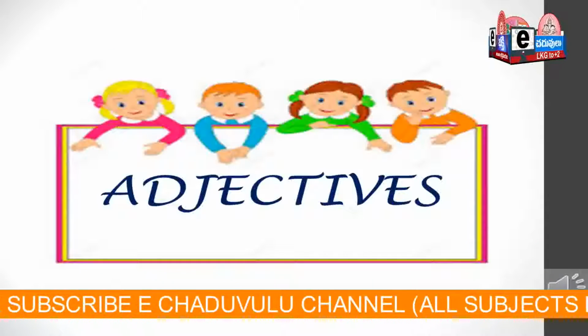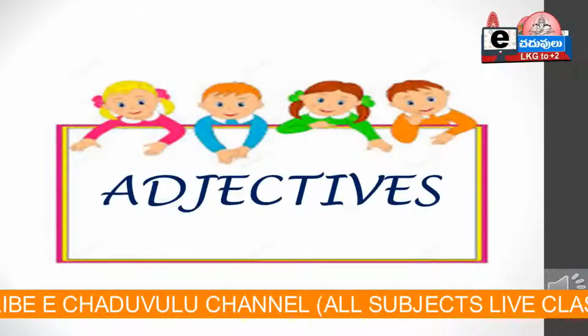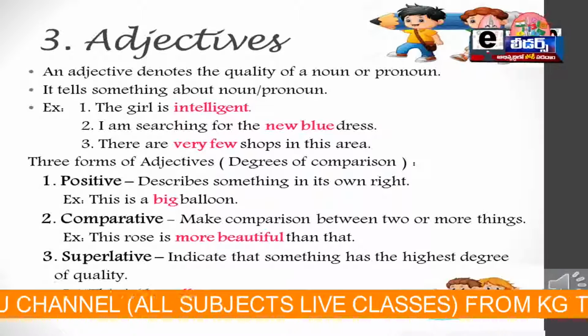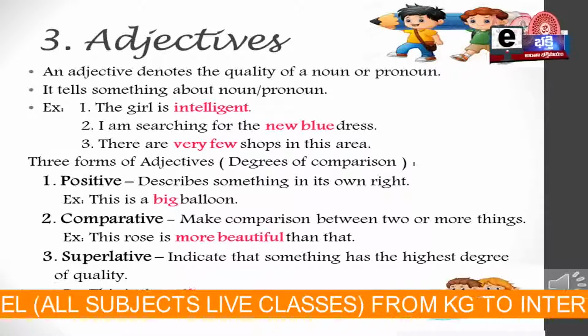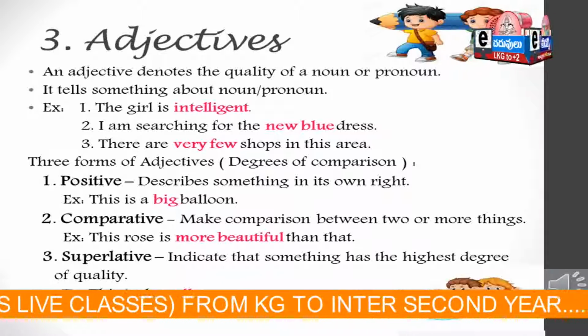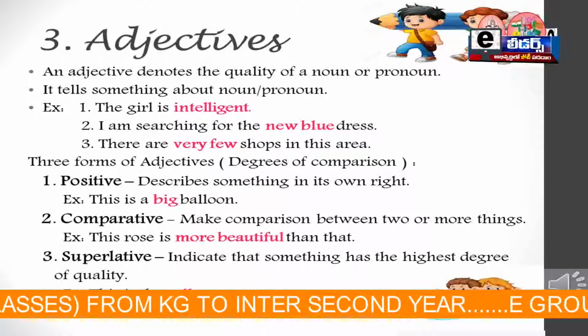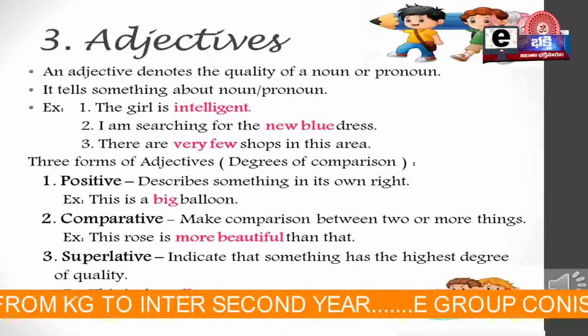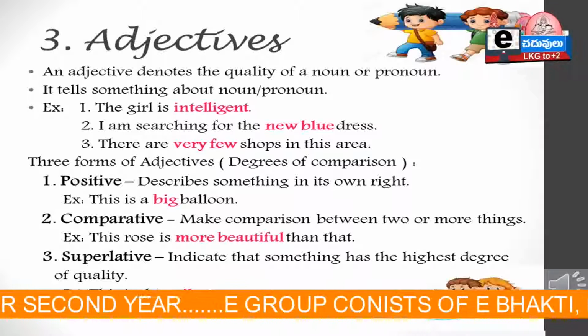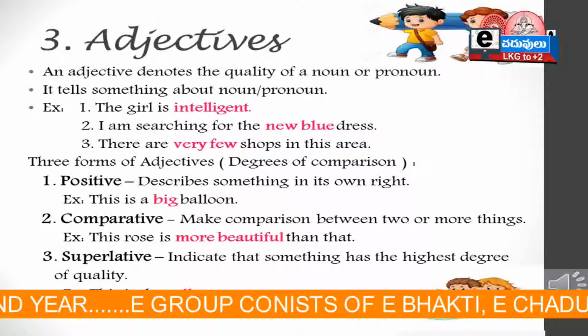Now let us see the definition of adjectives. An adjective denotes the quality of a noun or pronoun. It tells something about noun or pronoun. Like in the example, the girl is intelligent. The girl here is noun and the word intelligent is describing the girl.